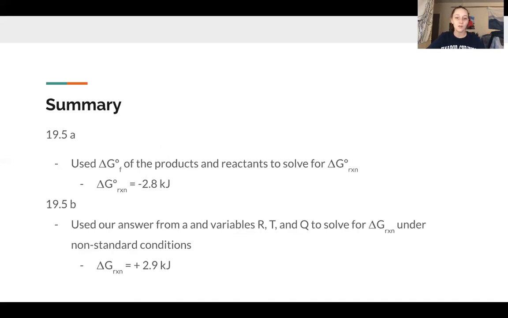A summary of what we just did is that in 19.5a, we used the delta G's of formation for the products and reactants to solve for delta G naught of the reaction, where we got negative 2.8 kilojoules. And for the second part, part B, we used our answer from A and the variables R, T, and Q to solve for delta G under non-standard conditions. And for that, we got positive 2.9 kilojoules.